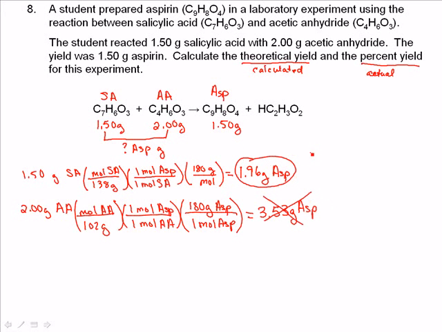So our salicylic acid is the limiting reagent. So this is our theoretical yield.